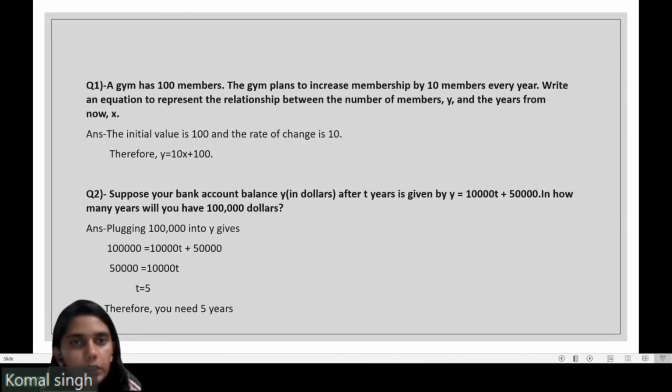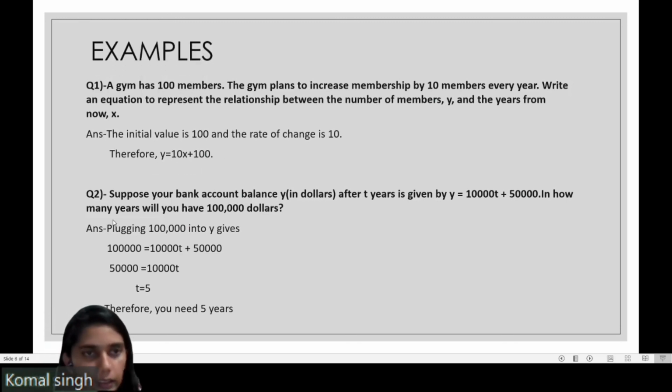Yeah, then the rate of change is 10. So this is a slope; rate of change or slope is a similar thing. We can consider that in our equation y = mx + b. So the value of b is 100 and the value of m is 10. So this is the equation we will get.